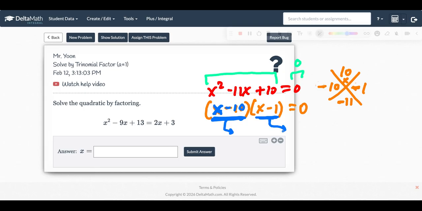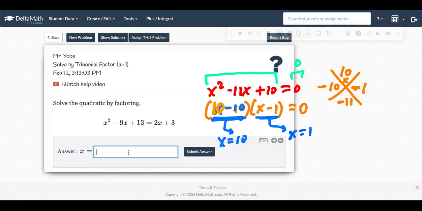Well, what is that number? x is going to be 10. Because when I replace the x with 10, look at what that says. 10 minus 10 is 0. So the other solution is x equals 1. Okay?